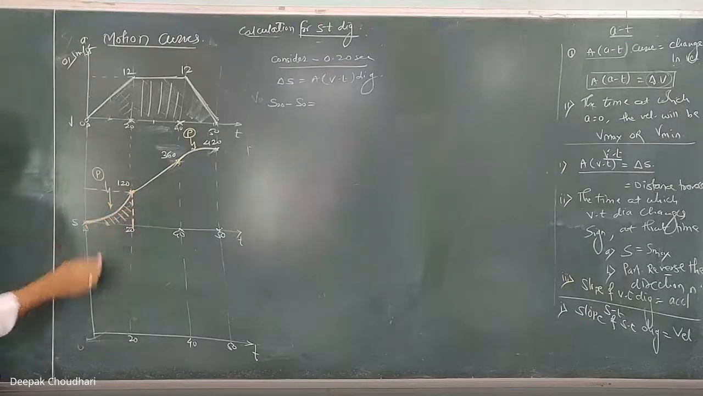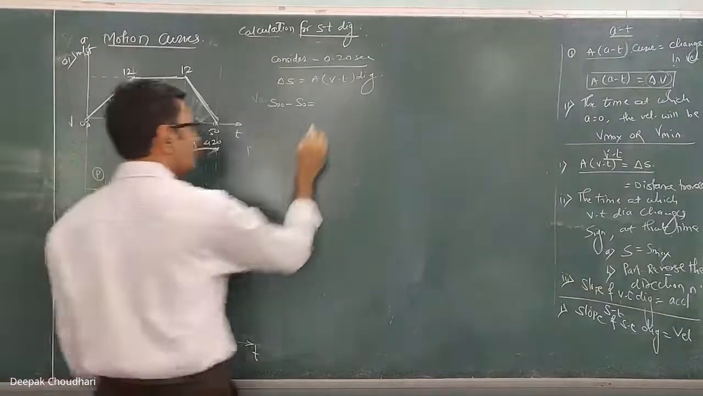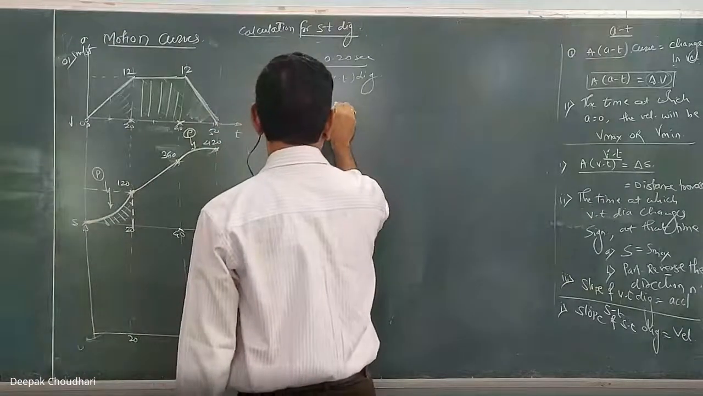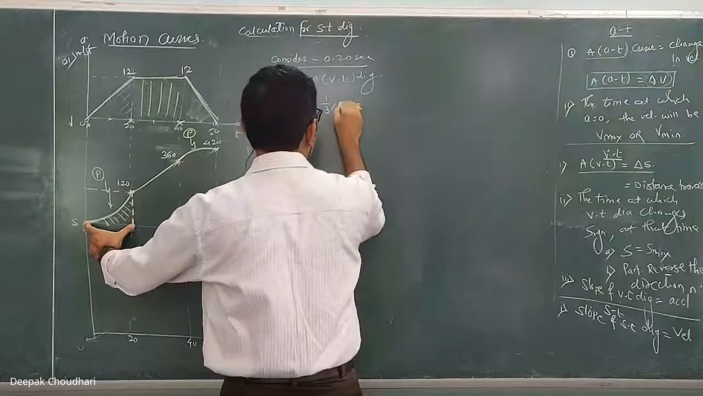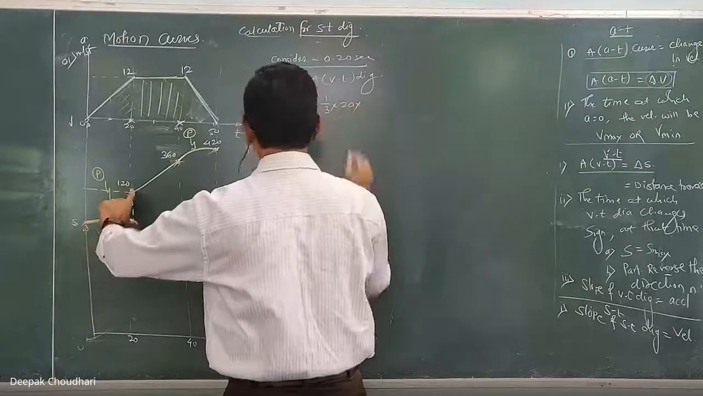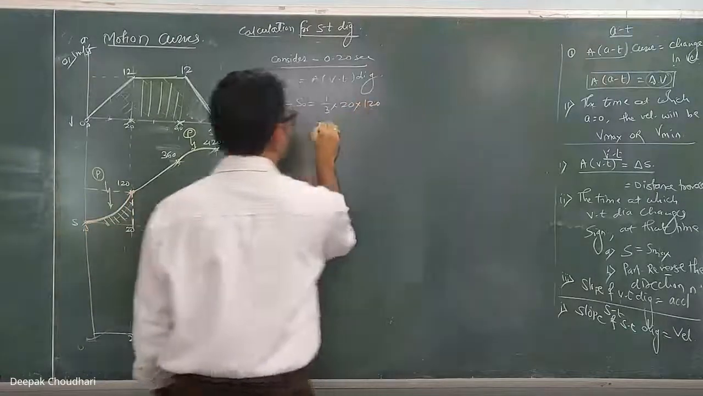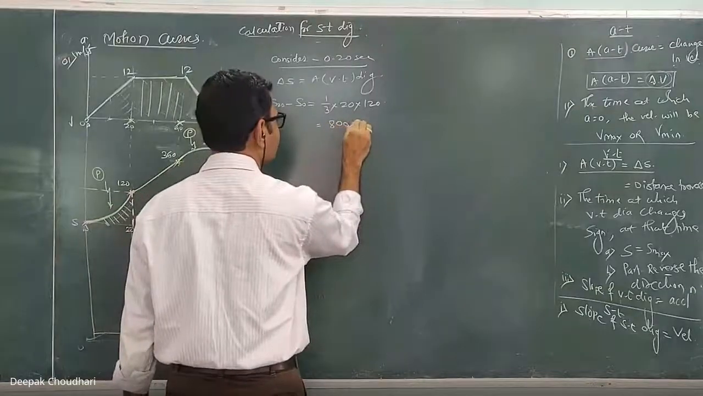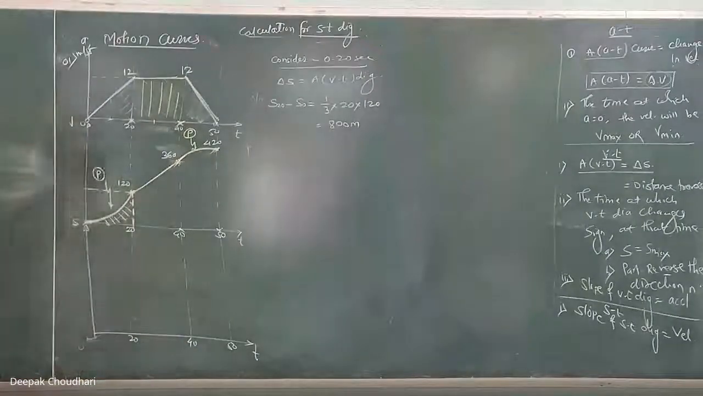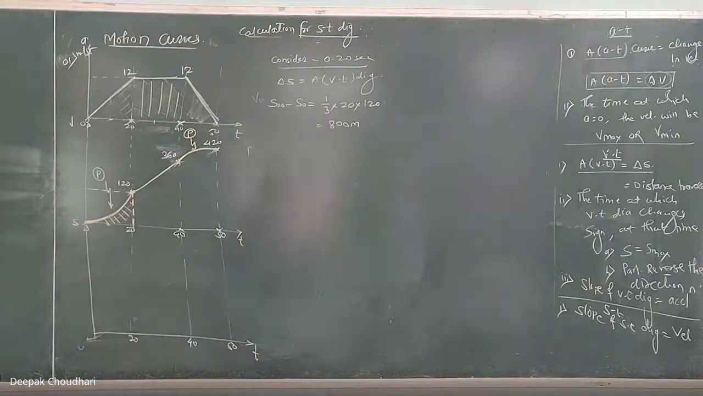So this area is the smaller area, which will be 1/3 of the area of the rectangle, isn't it? So it is 1/3 of the area of the rectangle. How much is the area of the rectangle? It is 20 by 120, which is equal to 800 meters. This 800 meters is the distance traveled by the particle from 0 to 20 seconds. This 800 meters is the change in displacement from 0 to 20 seconds.